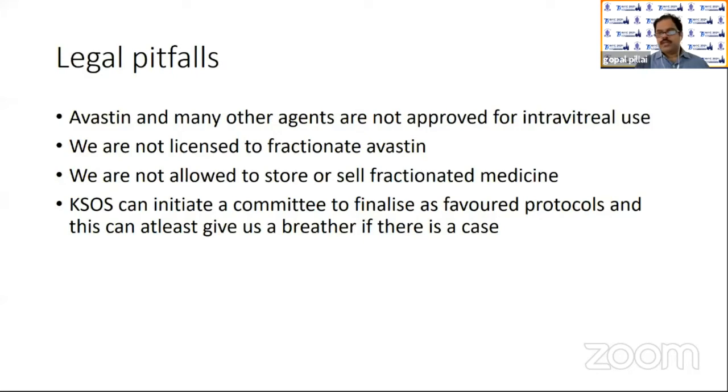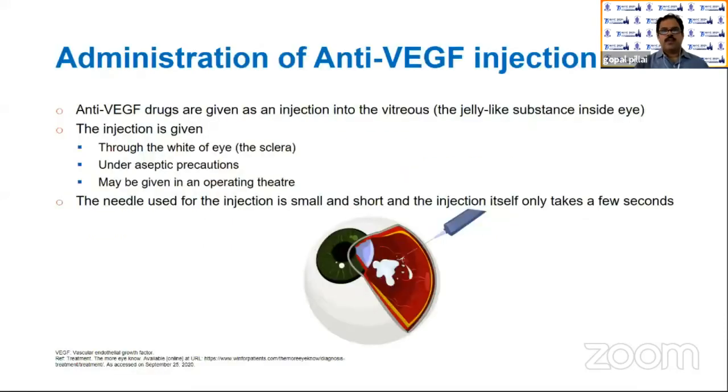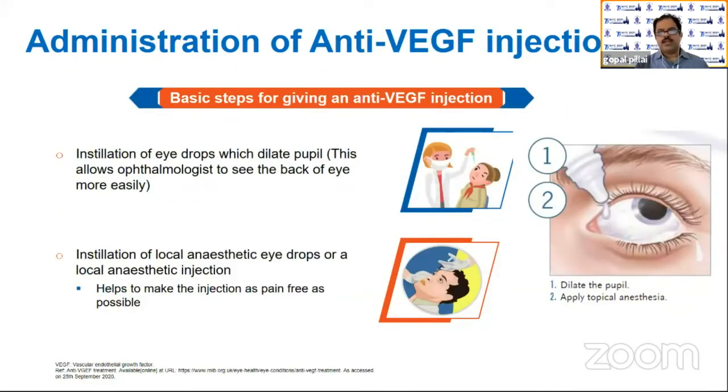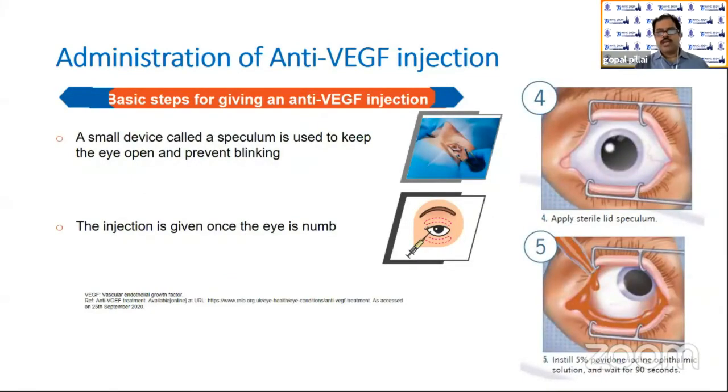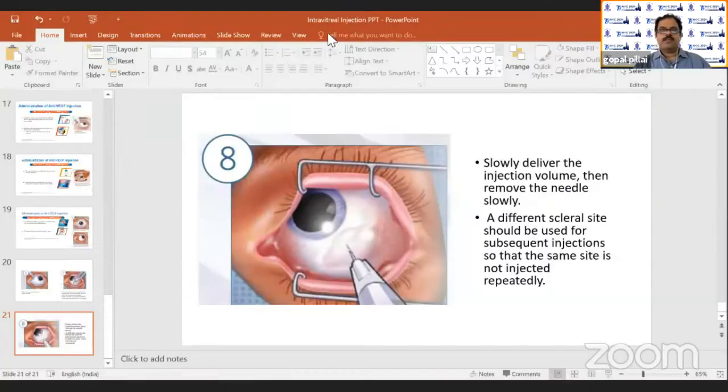Now, legal pitfalls: some drugs are off-label and not approved for intravitreal use, so we are not licensed to fractionate Avastin, etc. These are some legal pitfalls. And these are images where the patient can very clearly see what is going to happen, so the procedure should also be explained in simple terms so that the patient knows. These are some basic steps for anti-VEGF injection, which we keep outside our theater so that the patient knows about this. Thank you very much.